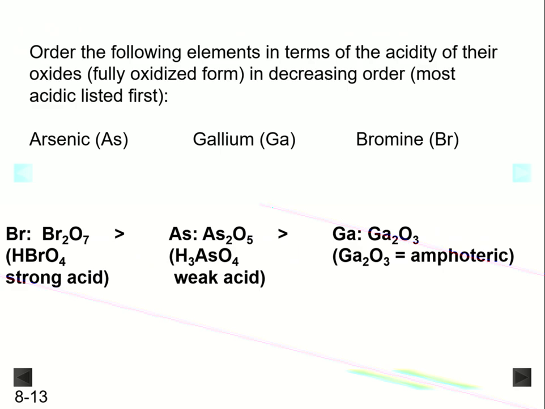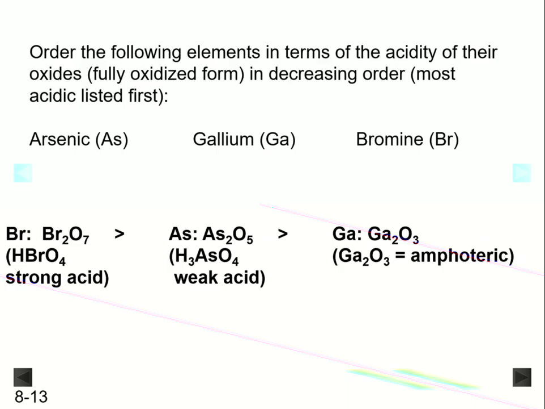Turns out when you put that in water, you get perbromic acid, which is a strong acid, and that is indeed the case. Bromine, of course, is the least metallic of these three elements. It's the furthest over towards the right-hand side of the periodic table. It is a halogen. It is a non-metal.